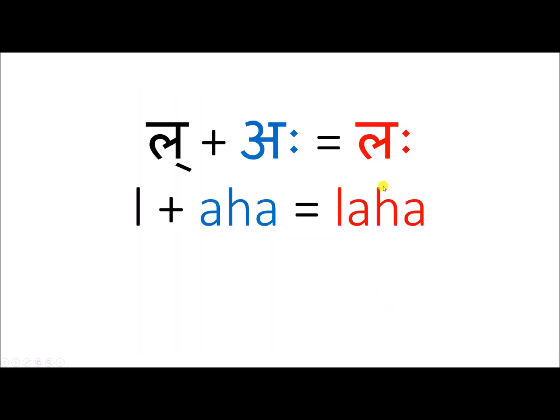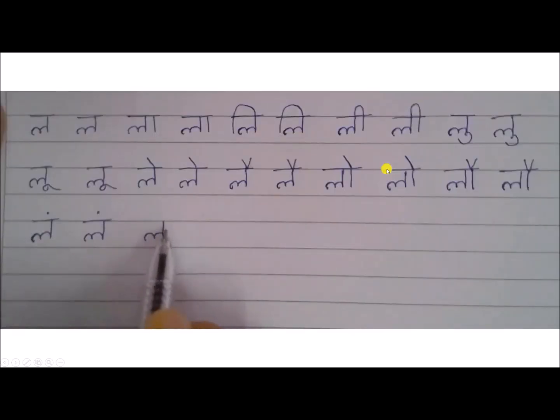The last sound is lah. You get this sound lah when you add L to visarga. L plus visarga equals lah. And lah is written like this.